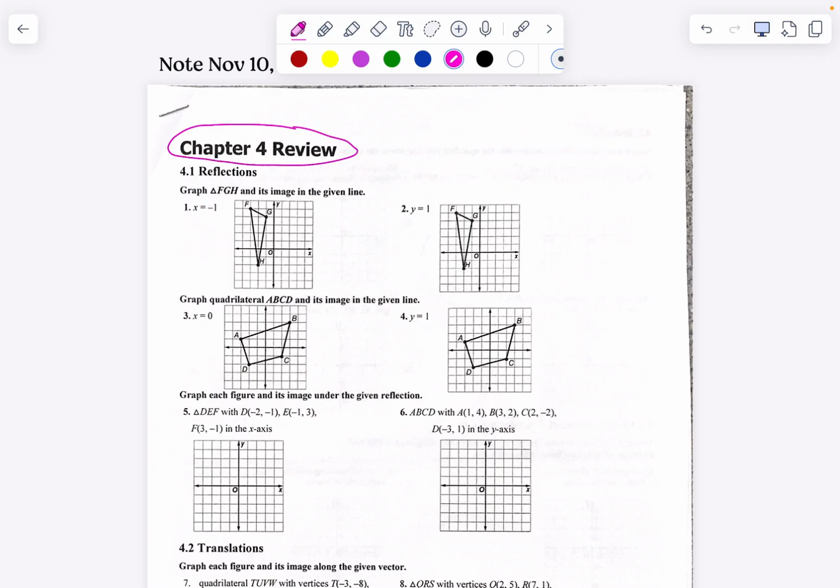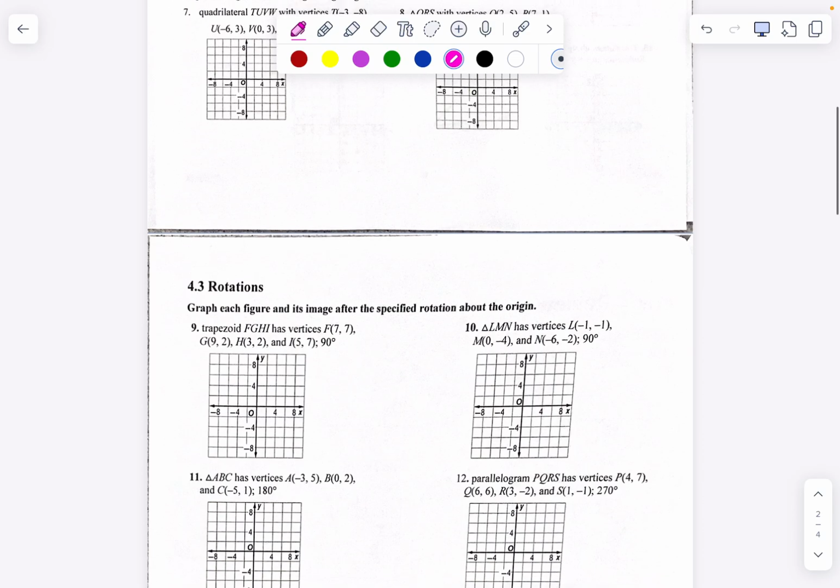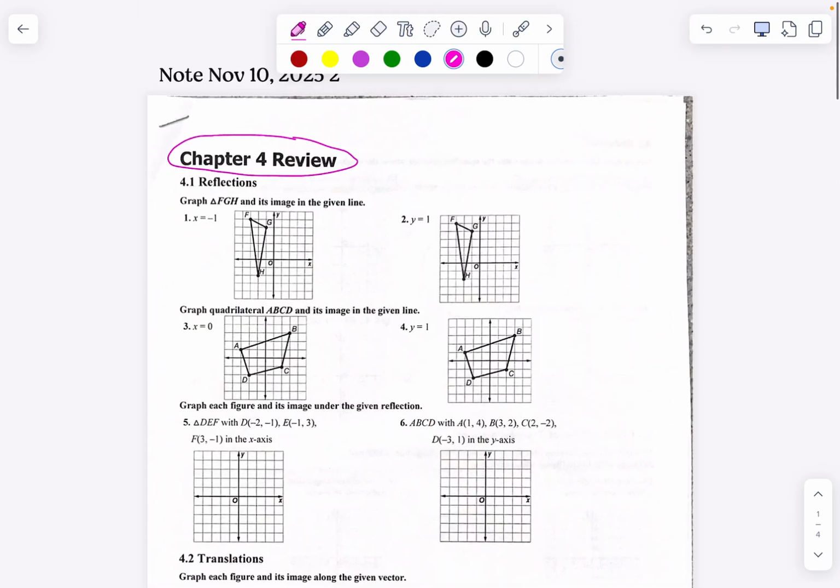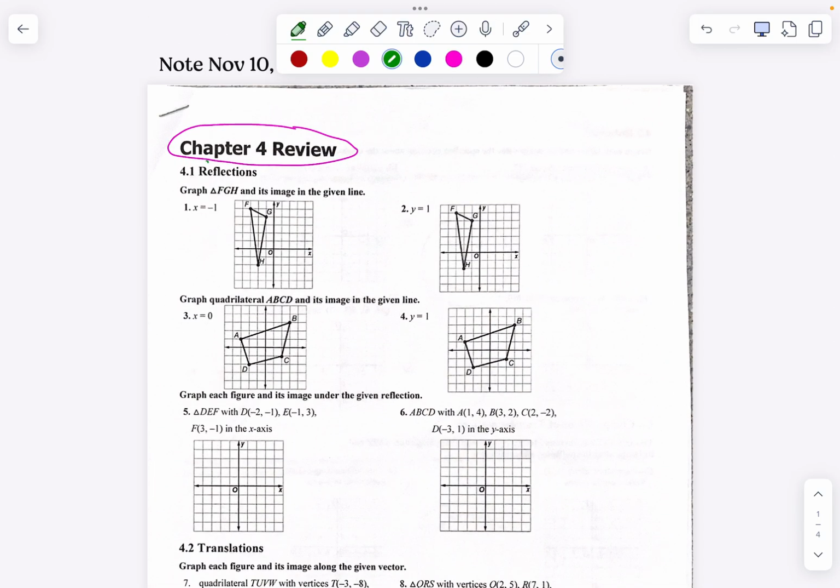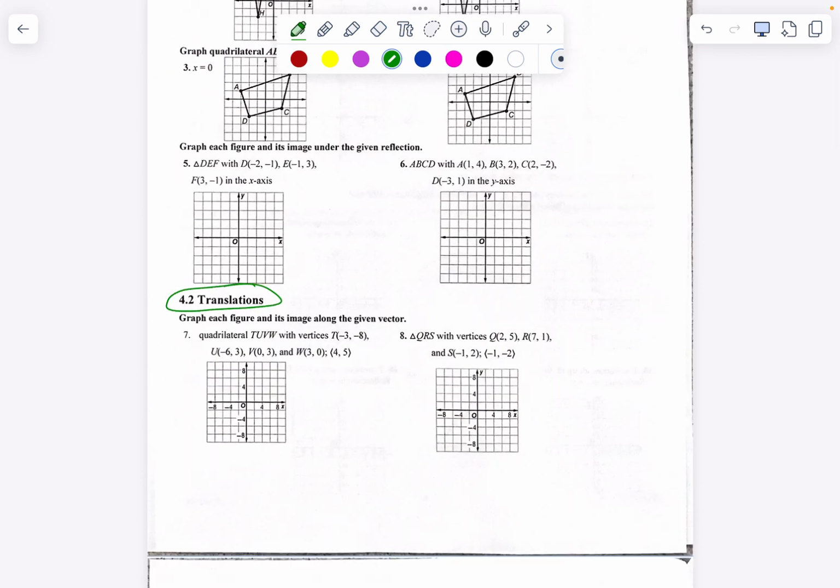But before we move on to Chapter 5, I want to take a day or two to talk about the Chapter 4 review, what we did in Chapter 4 or didn't do, because a lot of the stuff we've done already. Now, on here, it has broken down into sections. So 4.1 was reflections. 4.2 was translations. We've done all these before.